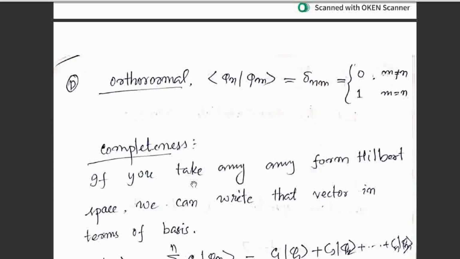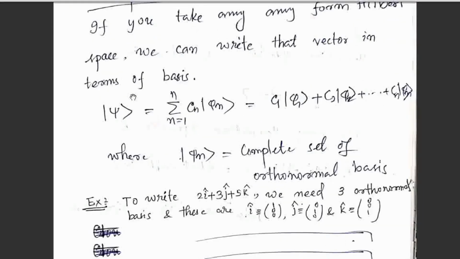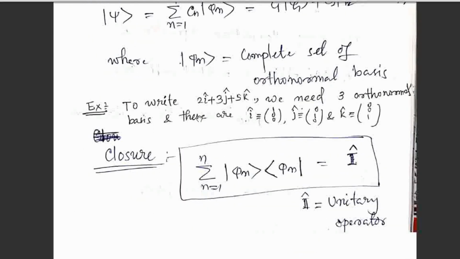Now what is completeness? Completeness means if you take any wave function from the Hilbert space, we can write that wave function in the form of a complete set of orthonormal bases. That means it possesses the completeness property. And what is the closure property? Closure property means if you take the ket psi and bra psi, and add those, it will give you what? A unitary operator.